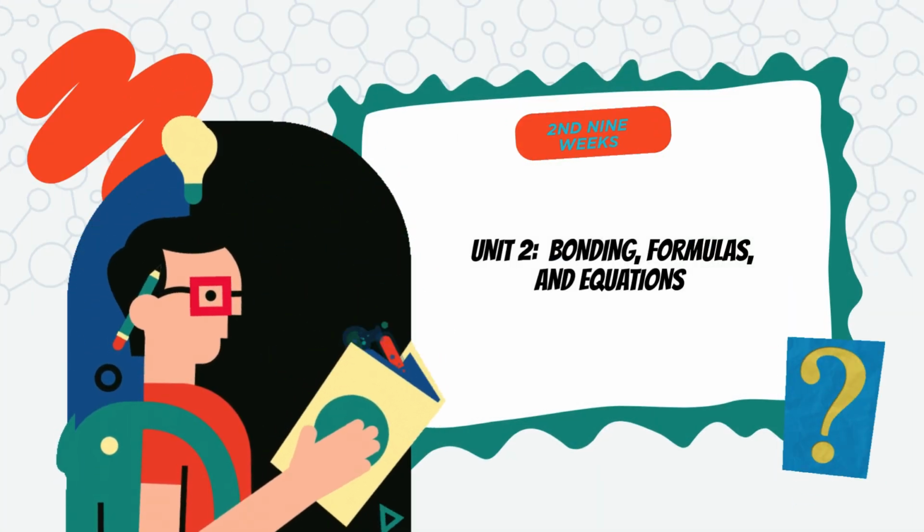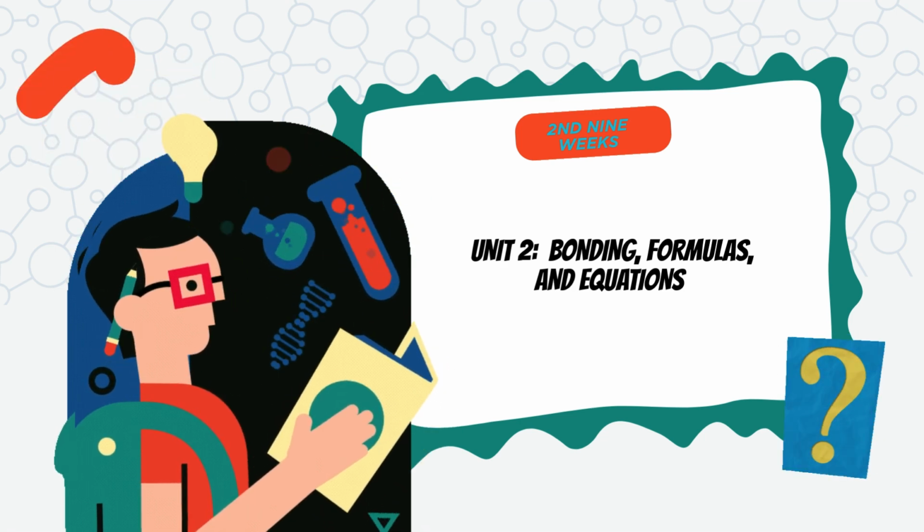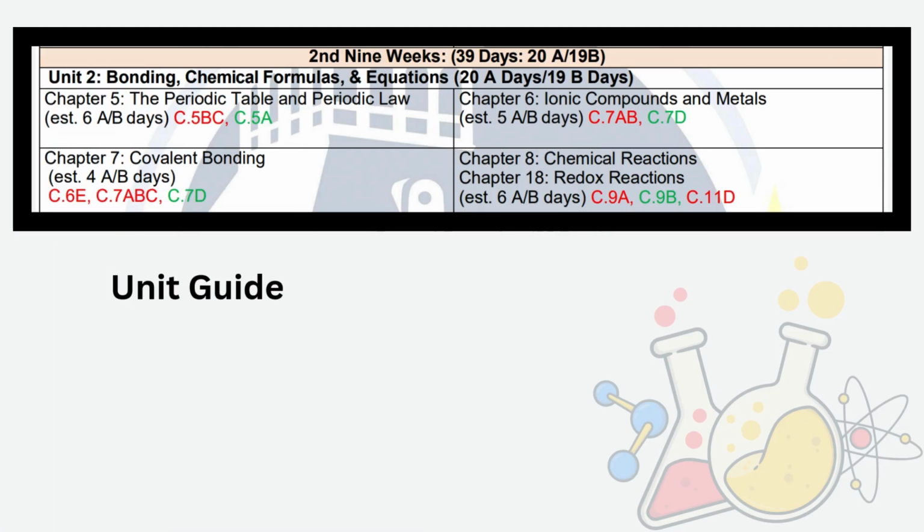Using the unit guide, we can see that this unit covers the history of the periodic table and its development to include bonding, formulas, and equations. Students will learn how valence electrons are involved in covalent and ionic bond formation. Students will also learn how to name the compounds and write chemical formulas. Let's take a closer look at each chapter.